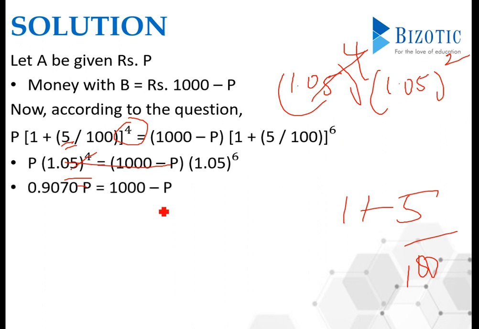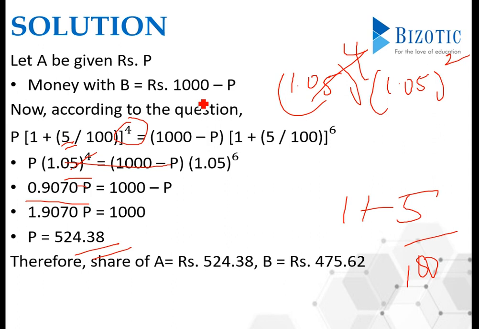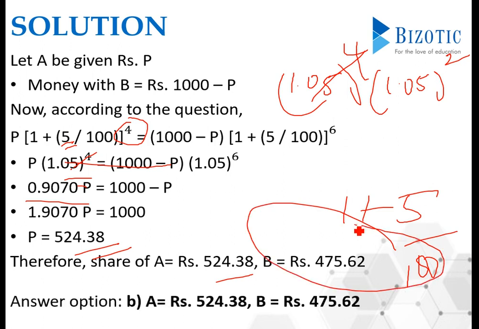When you do the math for that, you will get 0.9070 P is equal to 1000 minus P. So now adding, 1.9070 P is equal to 1000. P is equal to 1000 divided by 1.9070, and the amount is 524.38. But we have to calculate B, so you can just subtract. So A's share is 524.38, and B's share will be the remaining from 1000. 1000 minus 524.38 will give 475.62. So the required answer is option B.